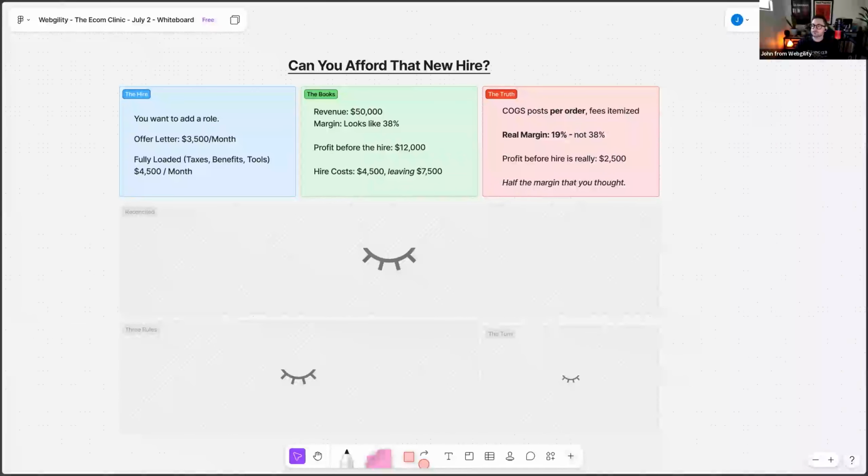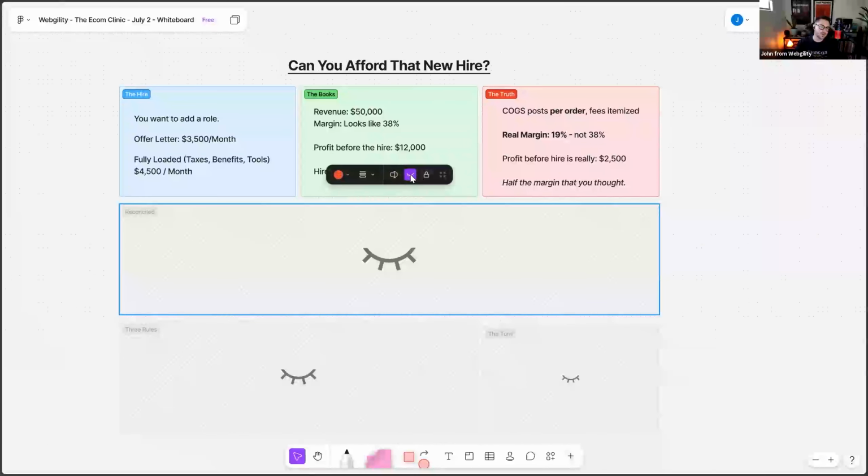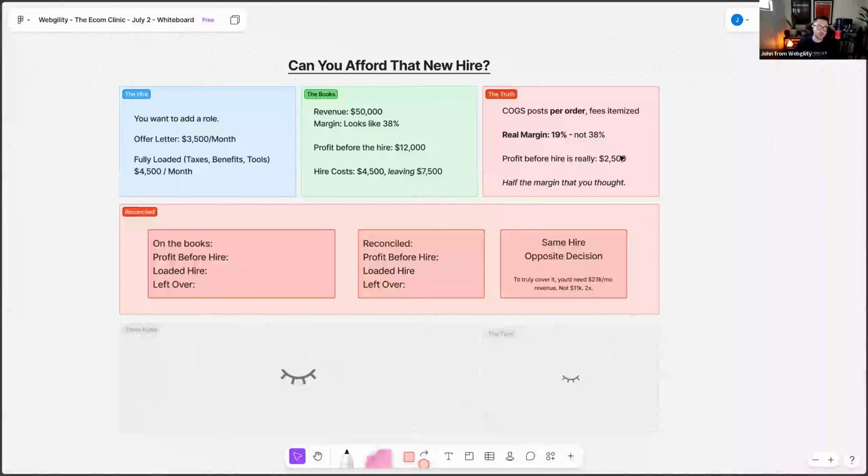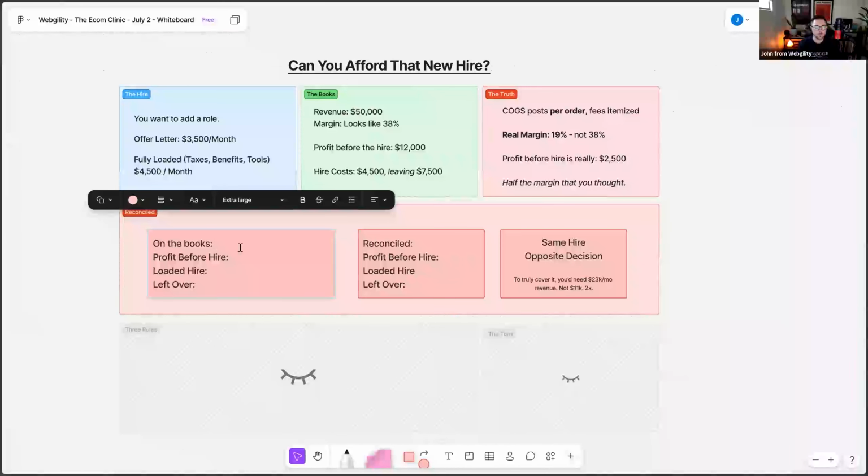Okay, so let's reconcile it, right? Pretty easy flow chart here. Your books will say 38%. That's what your margin looks like. If you haven't done the itemization, that 38% looks really great. Your profit before the hire says $12,000, just like we have above. The loaded hire says $4,500. I'm going to use dollar signs here. And then your leftover says $7,500.